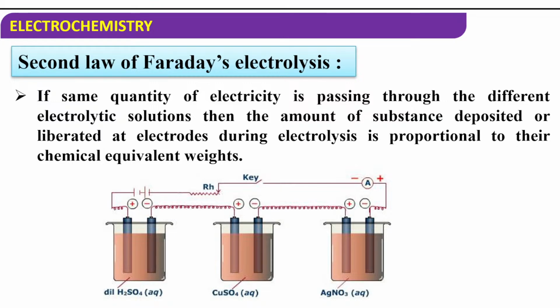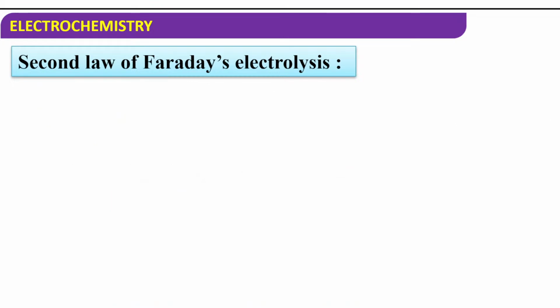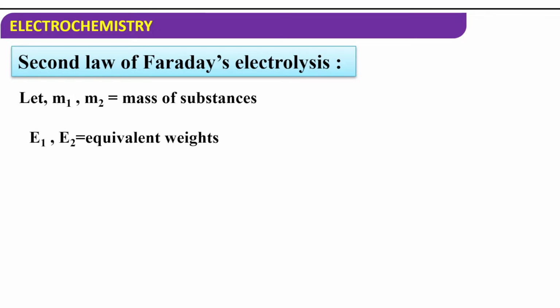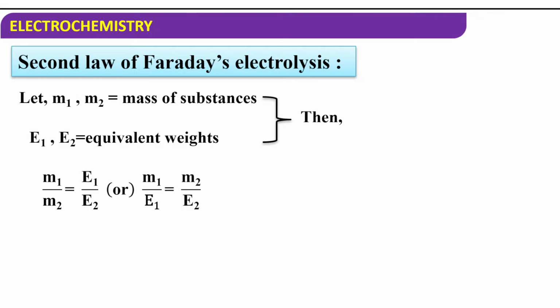So, the amount of hydrogen deposited at the first electrode, the amount of copper deposited at the second electrode, the amount of silver deposited at the third electrode. How do we calculate? Let us say M1 and M2 are the masses of the substances, and E1 and E2 their equivalent weights. Then the ratio of the mass deposited is equal to the ratio of their equivalent weights, or we can say M1 upon E1 is equal to M2 upon E2.